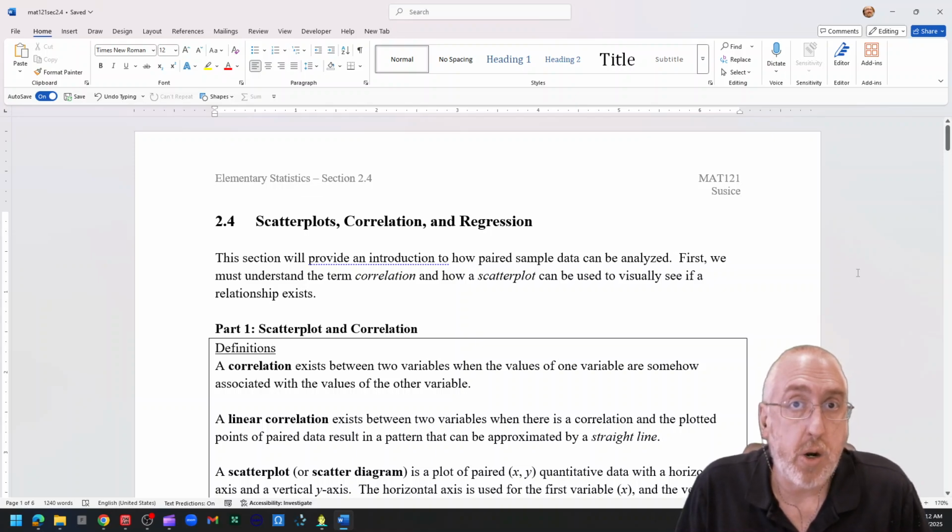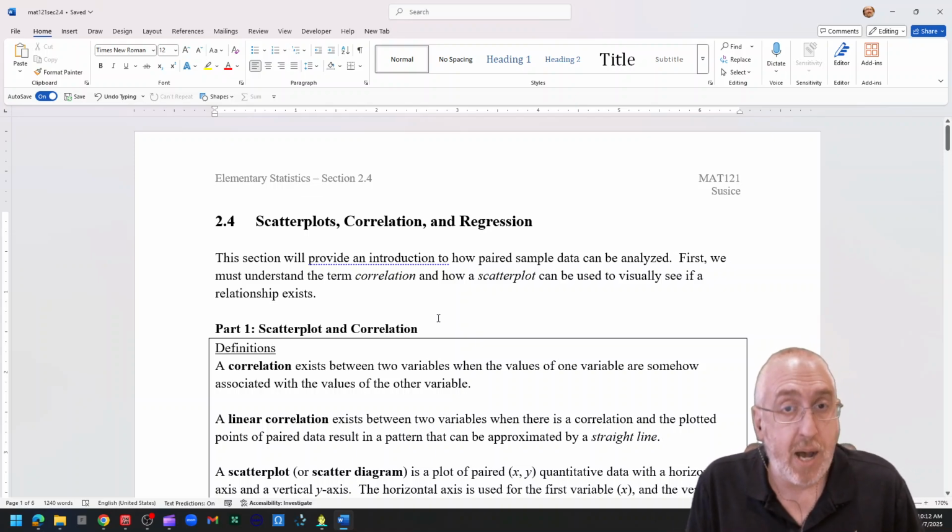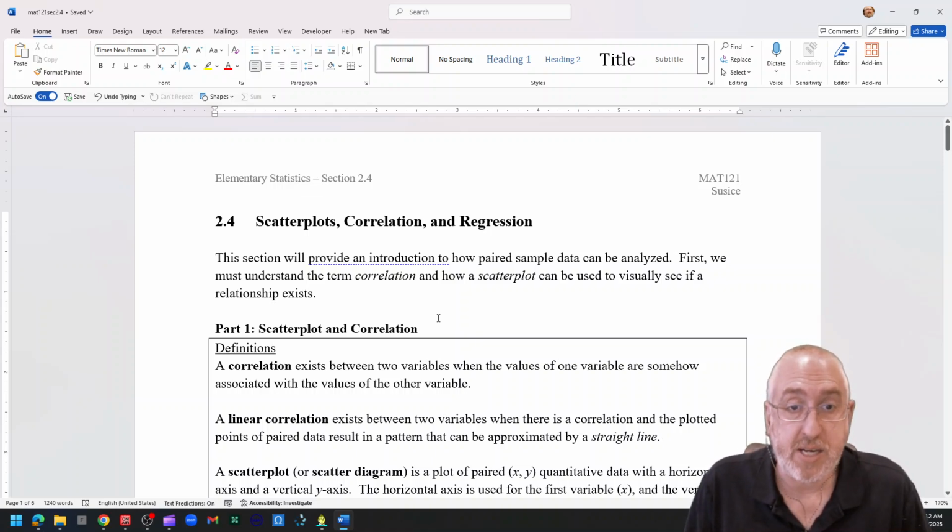So we are going to be getting into section 2.4, which is scatter plots, correlation, and regression. This is a new topic that was not included in the lecture notes, so make sure you find those lecture notes in the video links folder, so that way you can follow along.